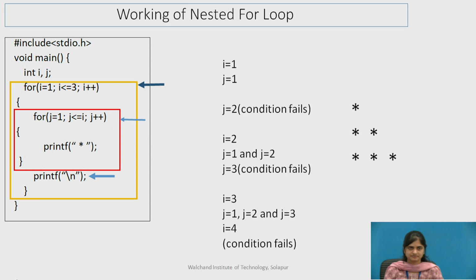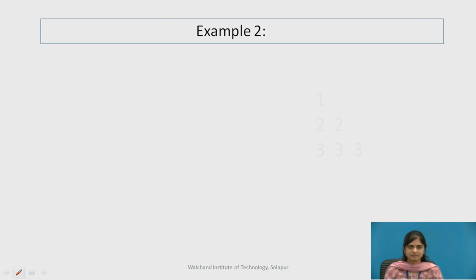Next, example 2, we have this pattern which we want to print. So the students can pause the video, write the code for this and then check the code. Now in this pattern, instead of stars, we are printing the number of the row: in the first row 1, in the second row 2, in the third row 3. So instead of printing stars, we are printing the row number.